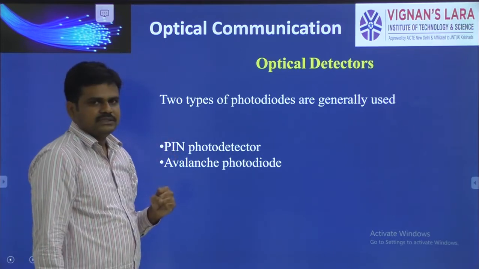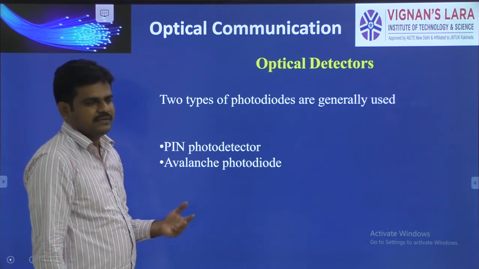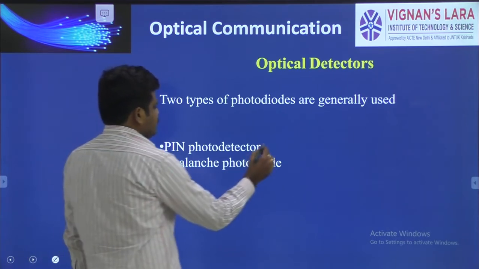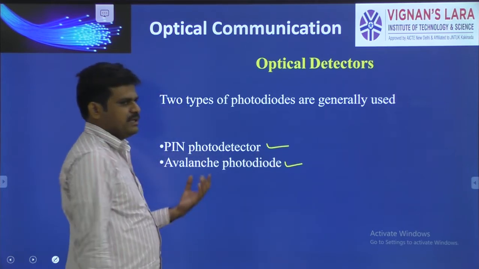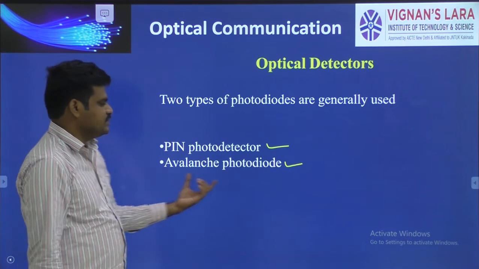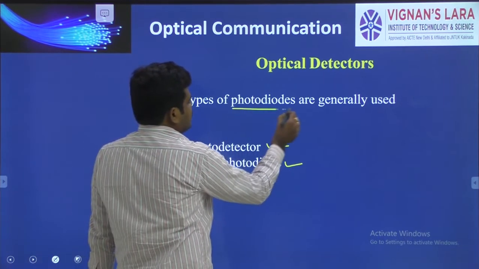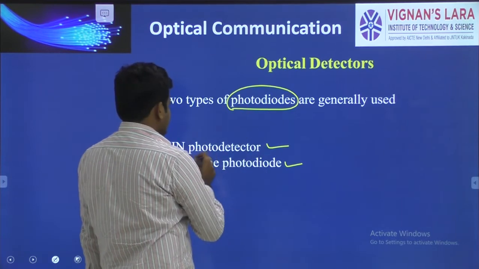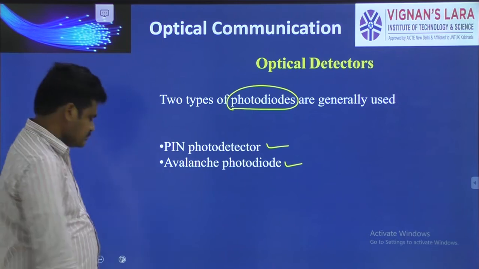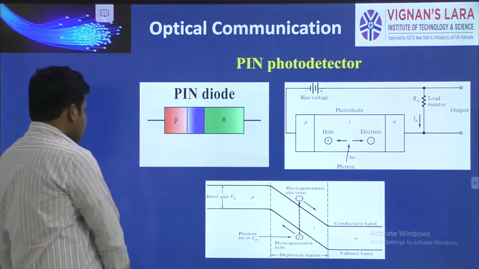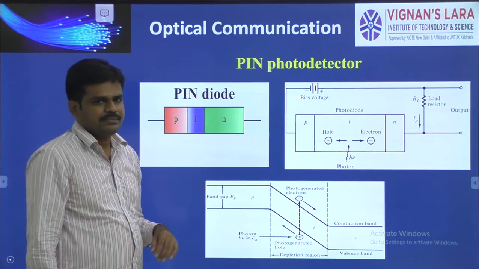The photodiodes are further classified as pin photodiode and avalanche photodiode. Photodiodes are classified as pin photodiode and avalanche photodiode. First, let us see the pin photodetector.